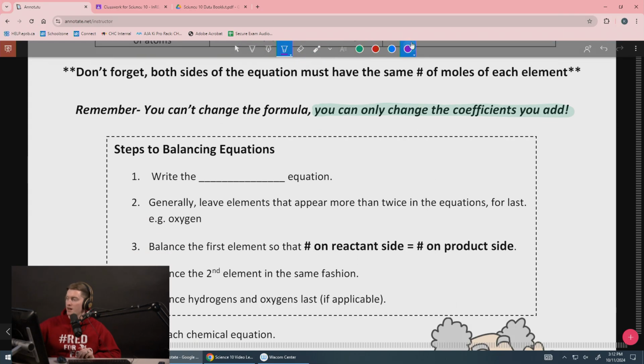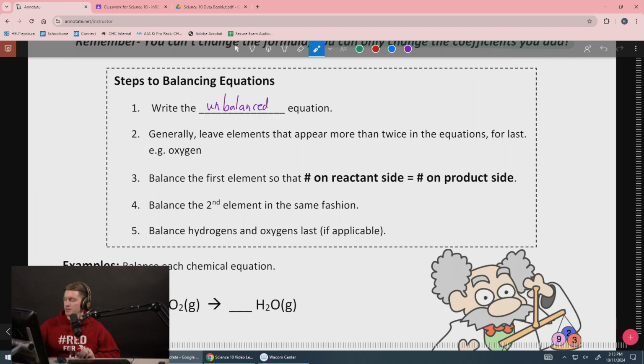First, we write the unbalanced chemical equation. Generally, leave elements that appear more than twice in the equations for last. More on that later. Balance the first element so that the number on the reactant side equals the number on the product side. Balance the second element in the same fashion. Balance hydrogens and oxygens last, if applicable.